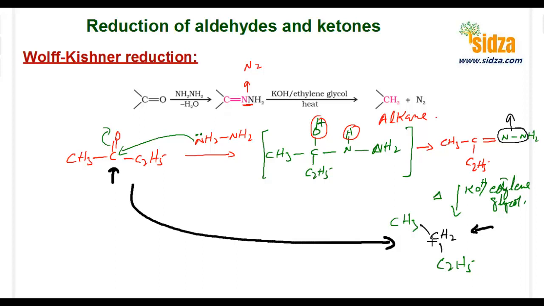You can also convert aldehydes and ketones into alcohols by using different reducing agents like lithium aluminum hydride and also hydrogen gas in the presence of nickel. So these are the different ways of reducing aldehydes and ketones. Hope you got the concept.